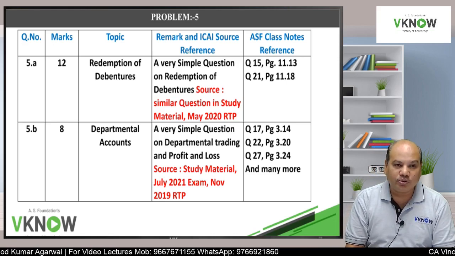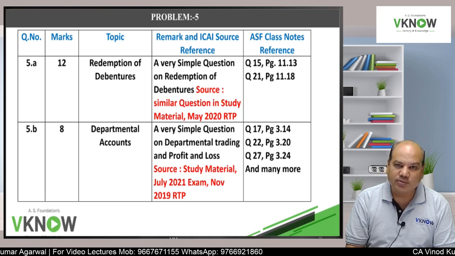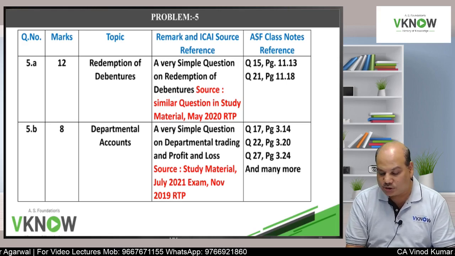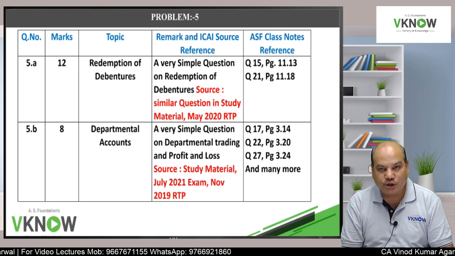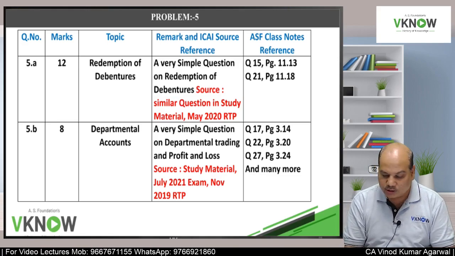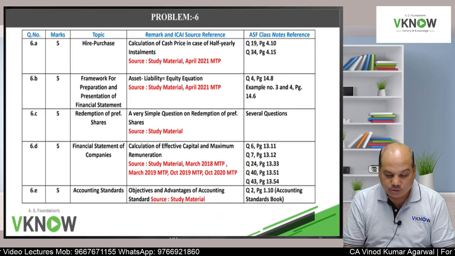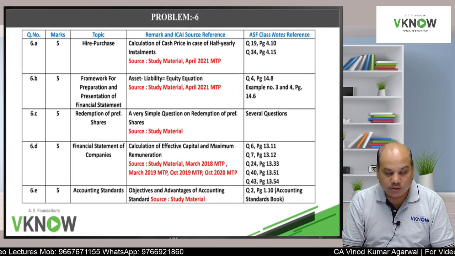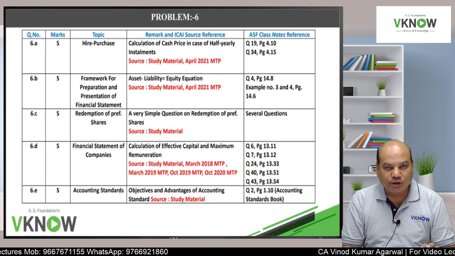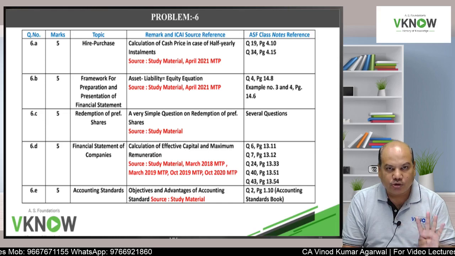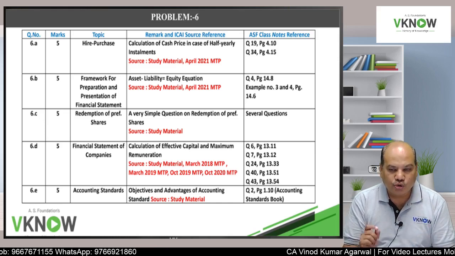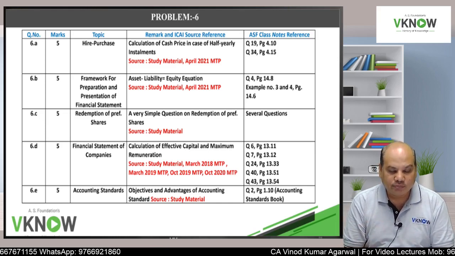In our book, we have almost 5 or 6 similar questions, for example question 17, question 22, question 27 and many more. Question number 6 was a very easy question. There were total 5 questions. You have to answer only 4. So you have a choice component here.